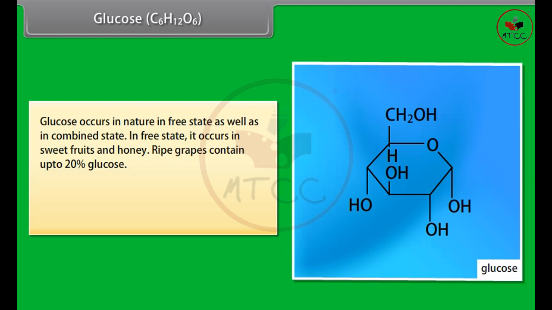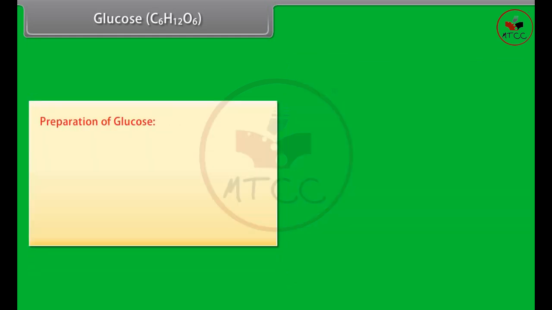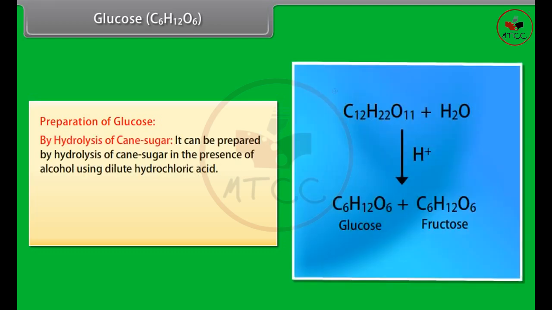Ripe grapes contain up to 20% glucose. In combined state, glucose is present in disaccharides and polysaccharides. Maltose and starch on hydrolysis yield only glucose. The methods of preparation of glucose are as follows. By hydrolysis of cane sugar.